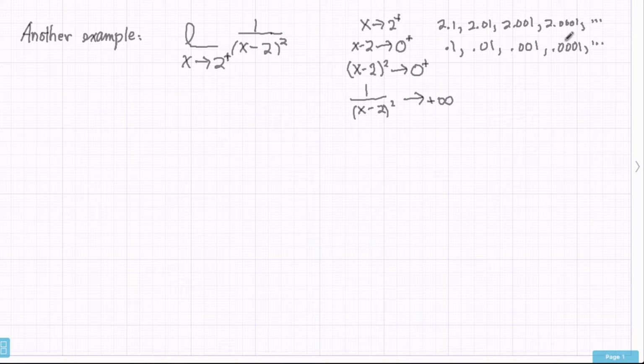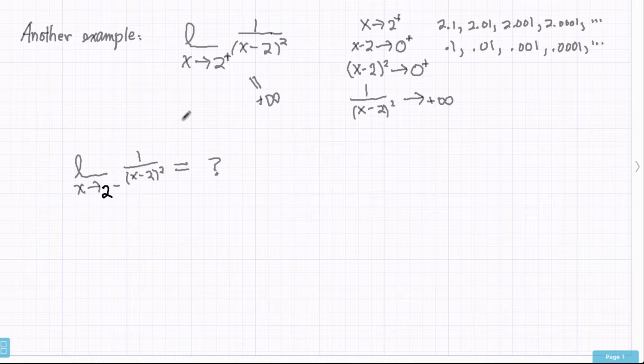If I start squaring each term in that list, that means the x minus 2 squared list should be going towards 0 from the positive side even faster. And if this list is going to 0 from the positive side, 1 over that should be going to plus infinity from our earlier work. This limit is going to be plus infinity.